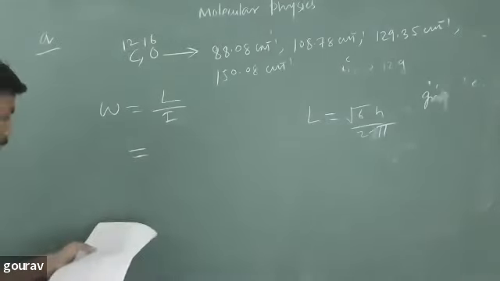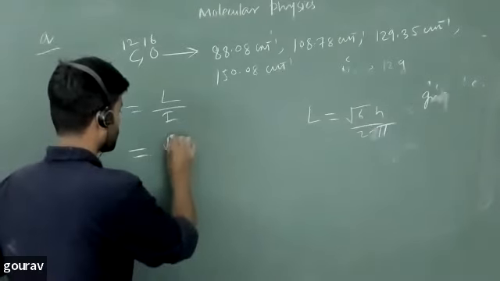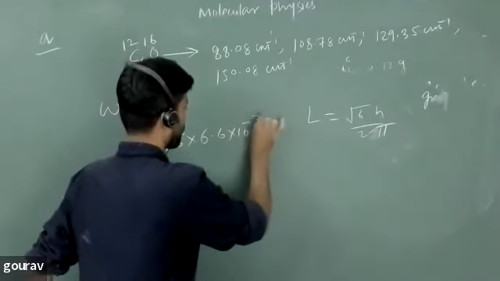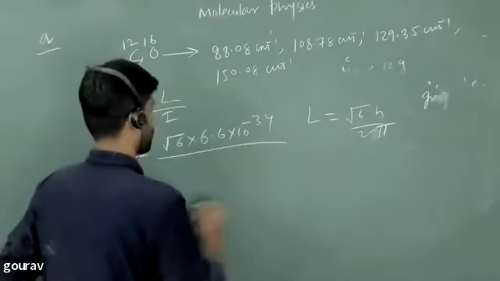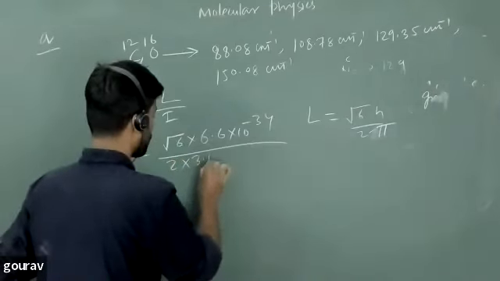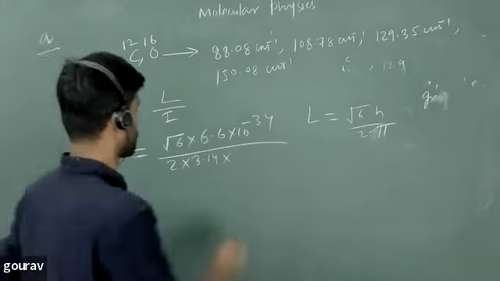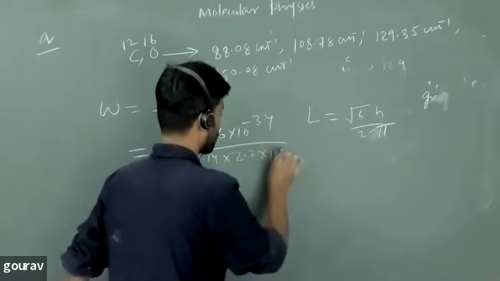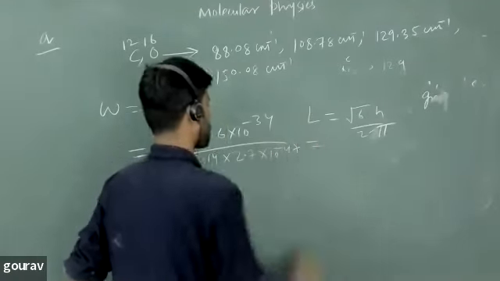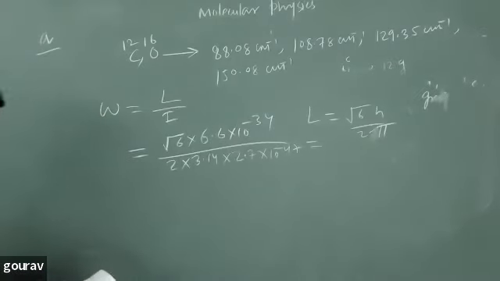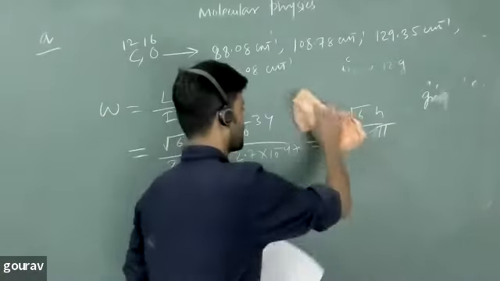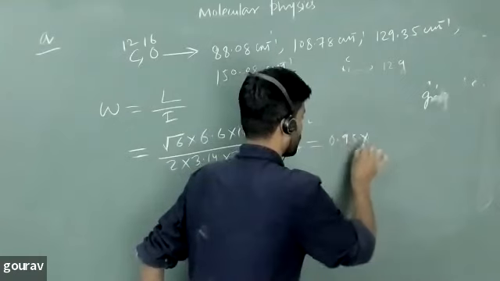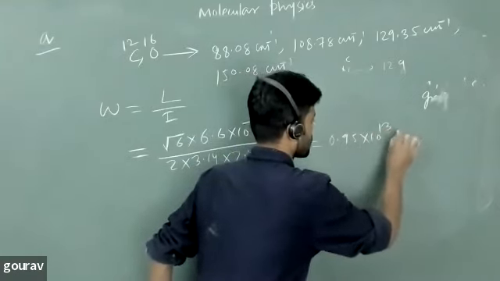So if you calculate it, you will get root 6. H is how much? 6.6 into 10 to the power minus 34, divided by 2 into 3.14 into I, which was how much? 2.7 into 10 to the power minus 47. Okay, so it will be 0.95 into 10 to the power 13 second inverse.